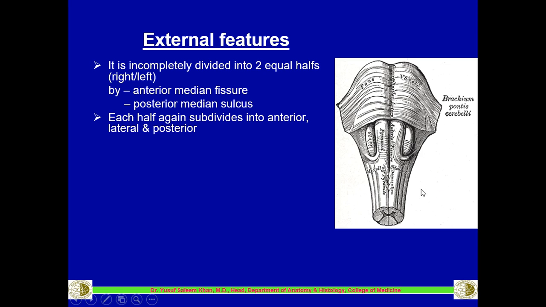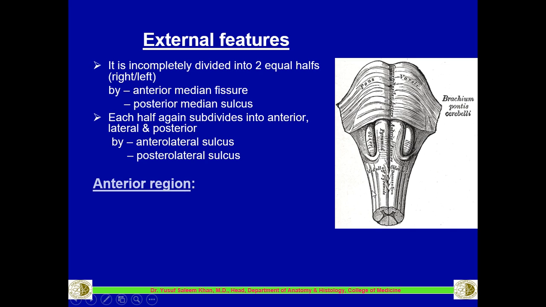Each half, this is the right half, this is the left half, is divided again into anterior, lateral, as well as posterior regions by the presence of the anterolateral sulcus here, and behind it there will be the posterolateral sulcus. So apart from the anterior median fissure and the posterior median sulcus, which are in the midline, there is also the anterolateral sulcus as well as the posterolateral sulcus. So there is one fissure and three sulci.